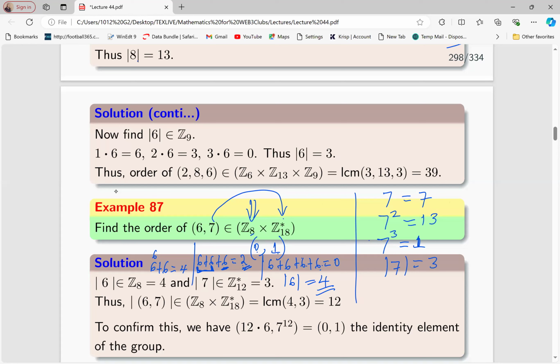What about the order of (6, 7)? This will be the LCM of 4 and 3, which is 12. So that's how we do that. And of course, you could have used the definition, but if you do that, you will have to do it 12 times.